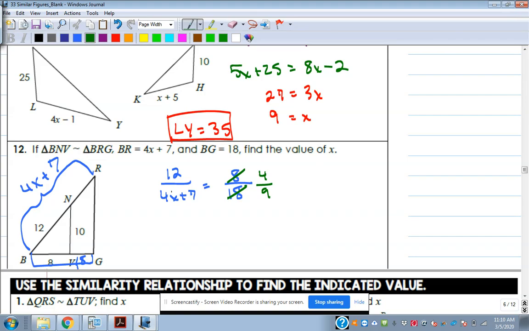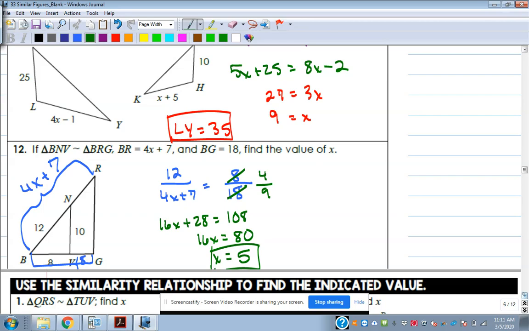Cross multiply. 16x plus 28 equals 12 times 9 is 108. 16x equals 88. Is that right? No, 80. Look at the similarity statement. It's in the front. It doesn't really matter as long as you do both sides the same way. And then divide that, x is equal to 5.